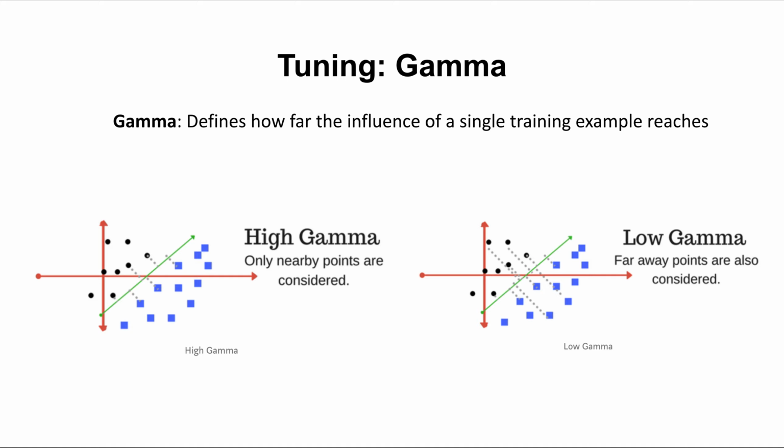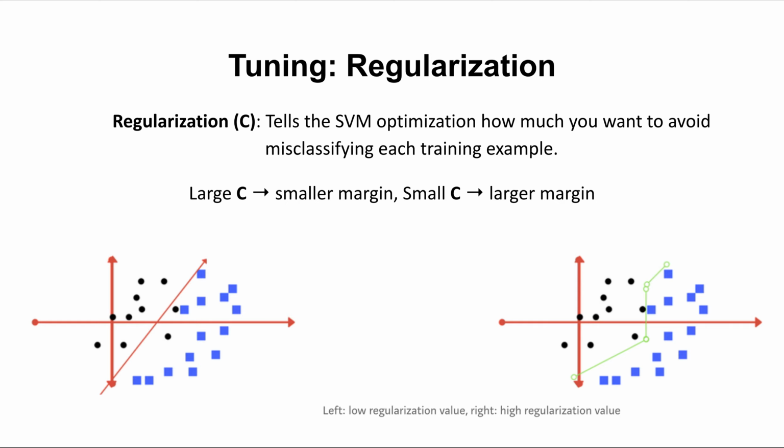Another tuning parameter is the regularization parameter, defined as C. This is a parameter that tells the support vector machine optimization how much you want to avoid misclassifying each training example. Let's break that down. Let's take a look at those two graphs.